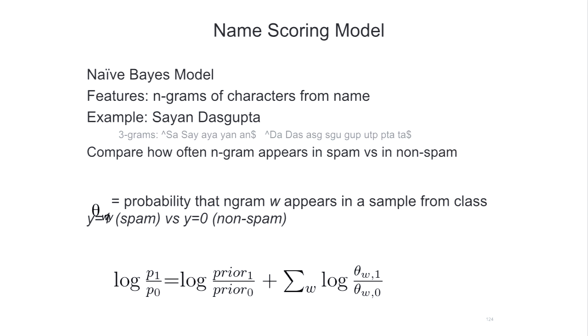Now, if you simplify the Bayes theorem, it simplifies to: the log odds of the posterior is equal to the log odds of the prior plus the sum of the log odds ratios for each of the features. What it essentially tells you is, for a particular n-gram, how much it appears in the spam class and how much it appears in the non-spam names. I'll explain it in the next slide.